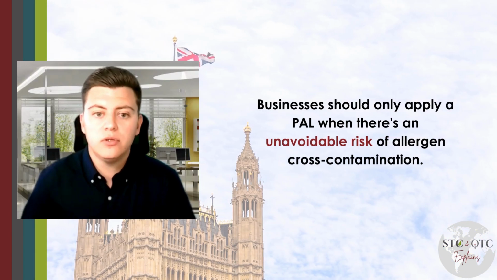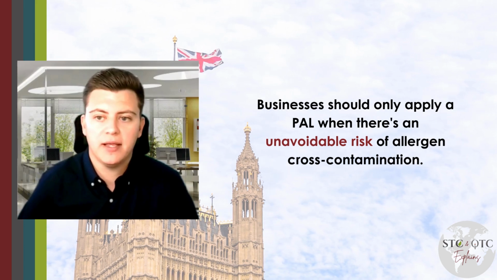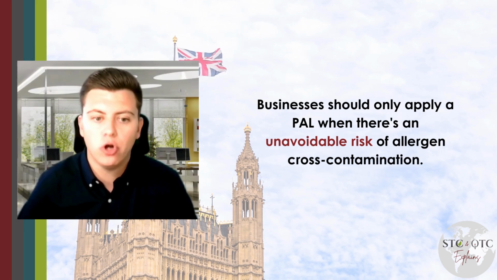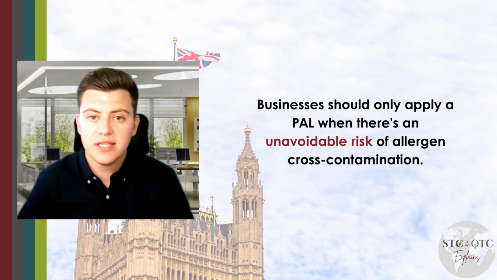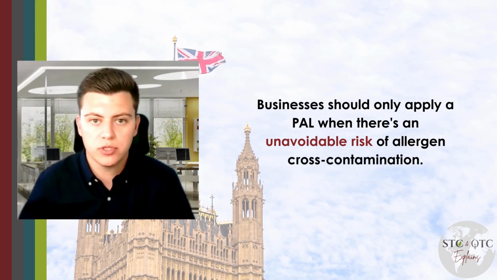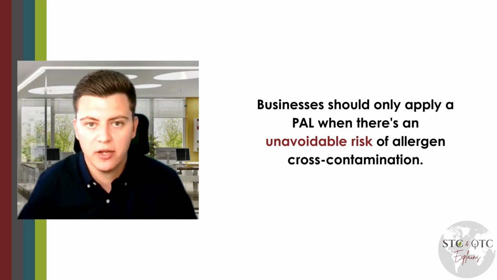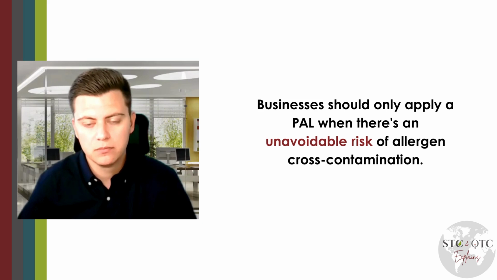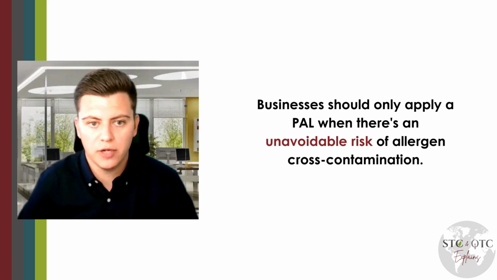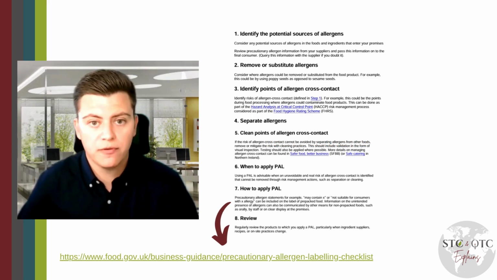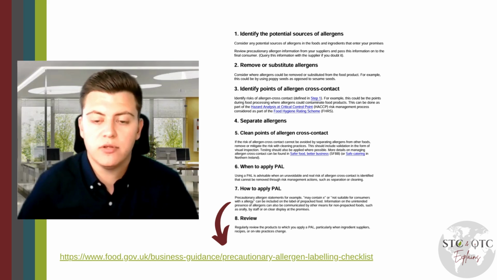production. And in the UK, businesses should only apply a PAL when there is an avoidable risk of allergen cross-contact that can't be controlled through, for example, segregation, cleaning procedures, or because of the ingredient used. So, for example, your raw material supplier does have the PAL statement on their product, which means that you cannot really remove it from your finished products. There is a checklist from the Food Standards Agency that's worth a read. You can find the link in the description below.